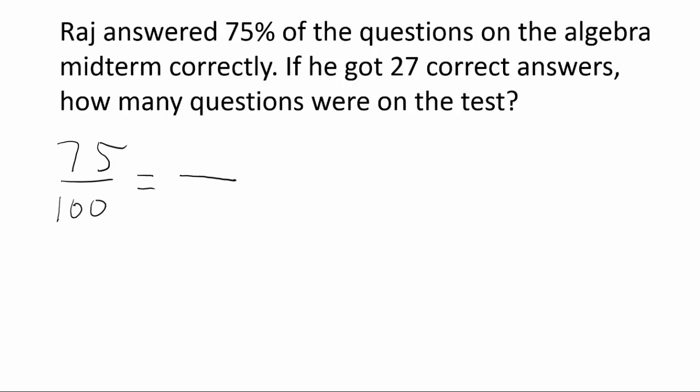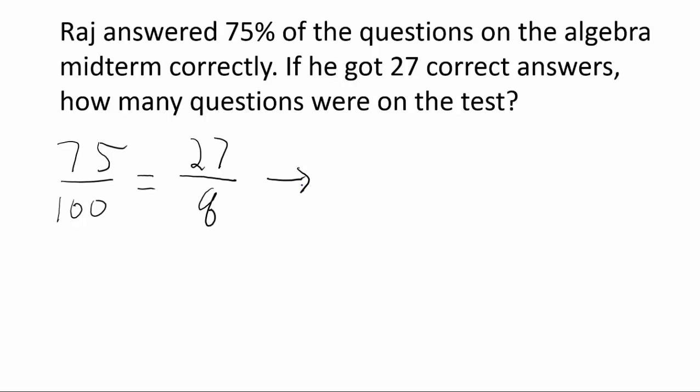We need to think carefully about where the 27 goes. 27 is not the total number of questions on the test, it's only the number of correct answers you got. So we're not going to put it in the denominator with the 100, we'll put it in the numerator with the 75. So we have 75 to 100 equals 27 to Q.